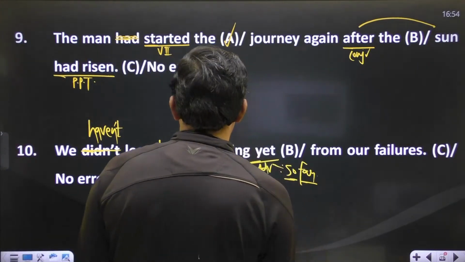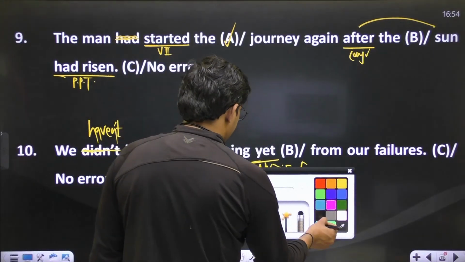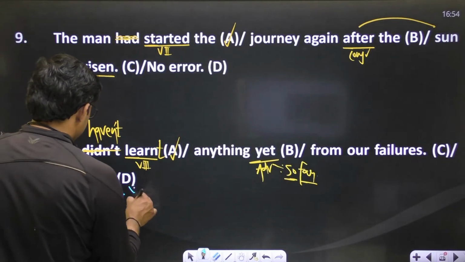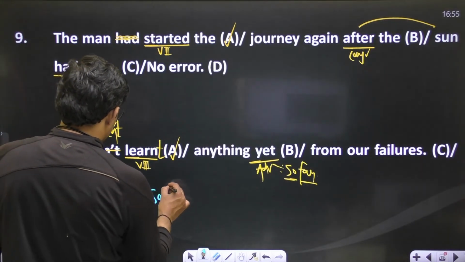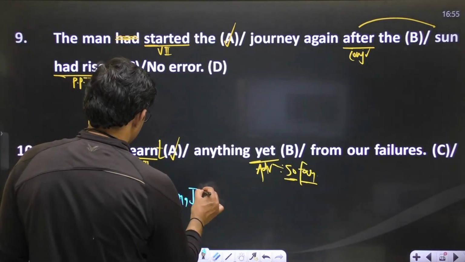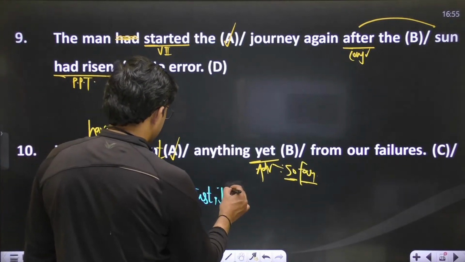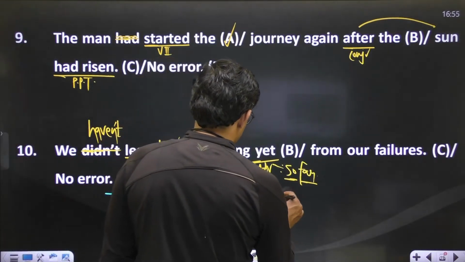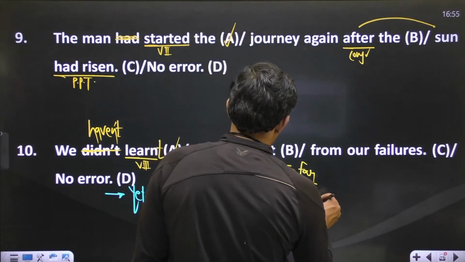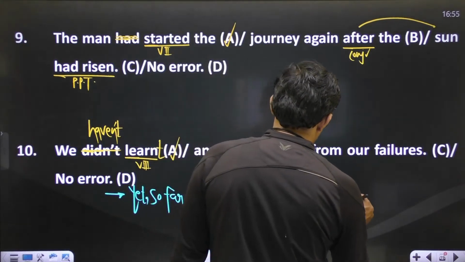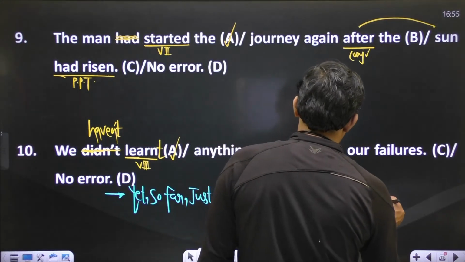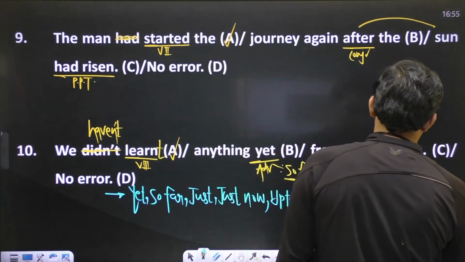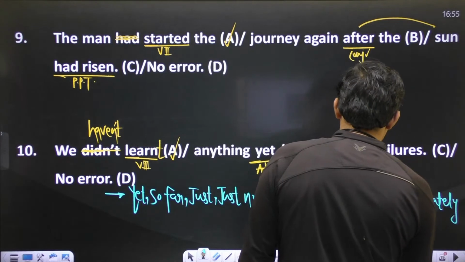And what are the words which demand present perfect? You can just understand them. Words like yet, so far, just now, up to now, up till now, by now, lately, and recently.